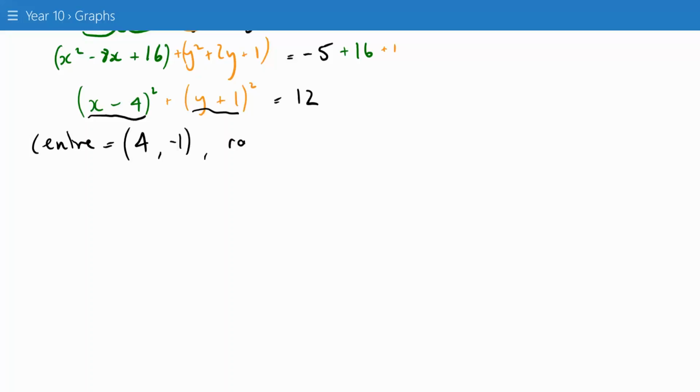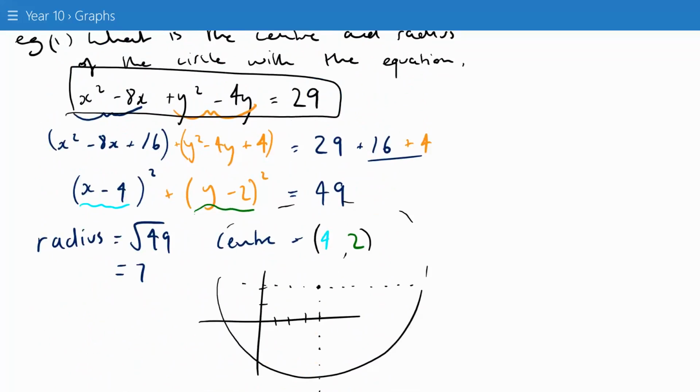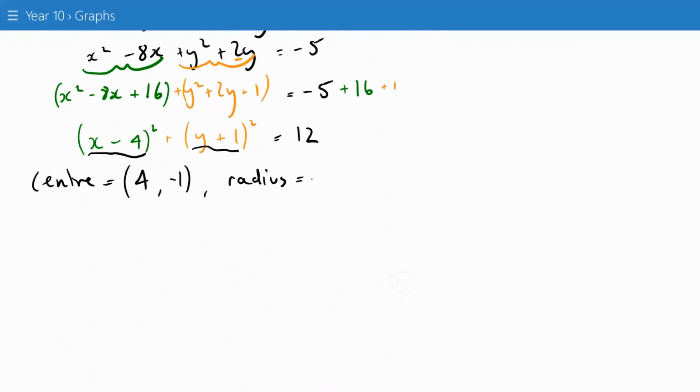Now radius equals, now remember up here, I had 49. All we had to do was square root 49. So just because it's a 12, we do the same process. The radius is root 12. Using our surd knowledge, simplifying surds, let's split this up into root 4 times root 3, because root 4 times root 3 is root 12, and root 4 is 2. This is 2 root 3.